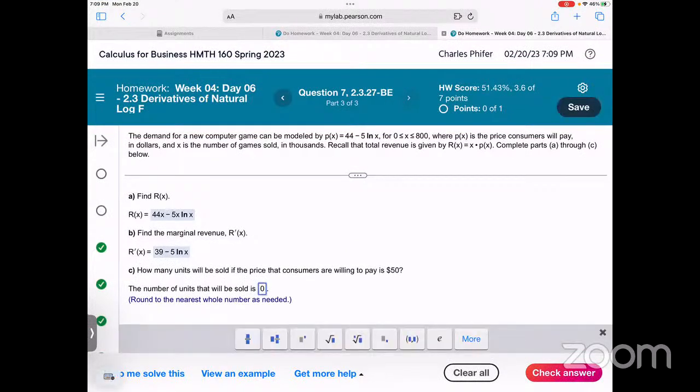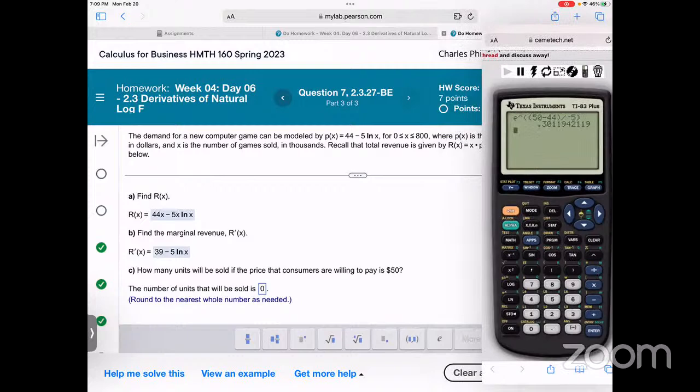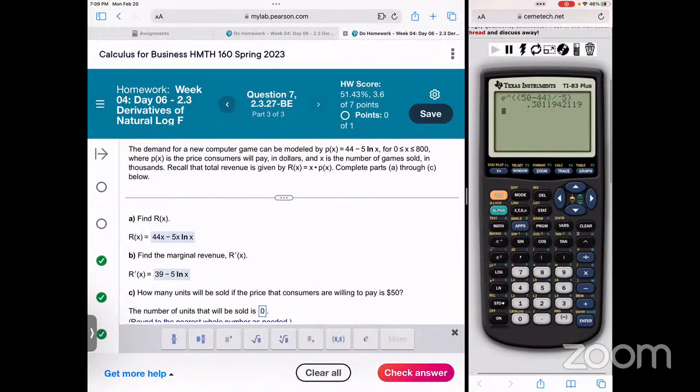Did we put it in the calculator right? E to the power of 50 minus 44 divided by -5. Oh, wait a minute. The only other thing I could think to do is put that -5 in parentheses. Maybe that's throwing it off, because you want that minus that divided by -5 and then e to that power.